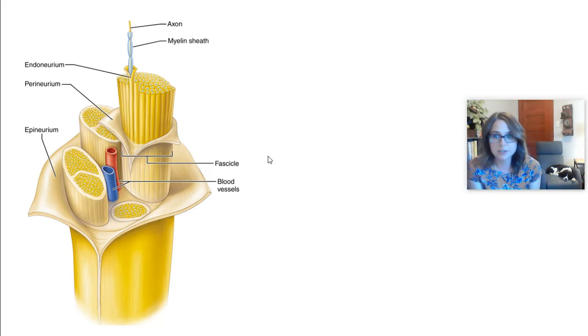This picture is not on your test, but just know we don't spend a lot of time on the peripheral nervous system in this unit, but this is essentially what forms a nerve, and there's layers to it, much like our muscular system. All right, that's it for page 6.